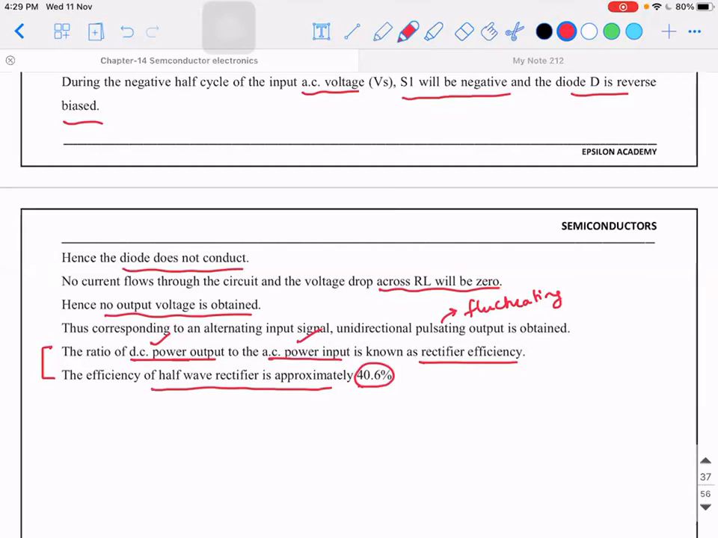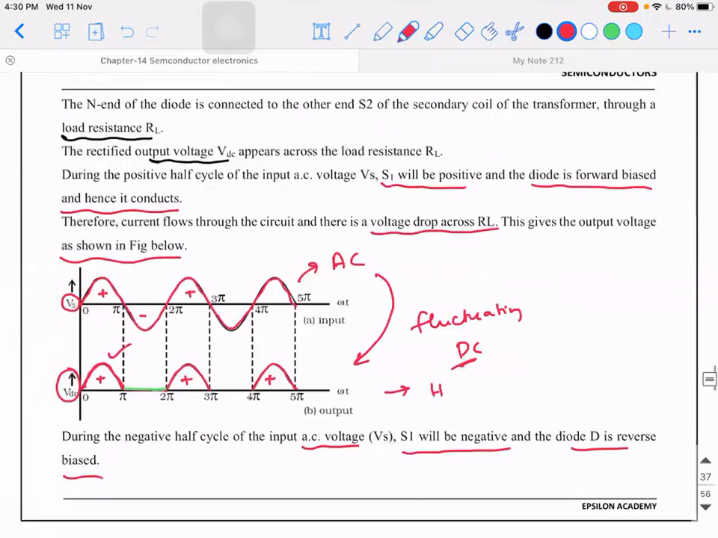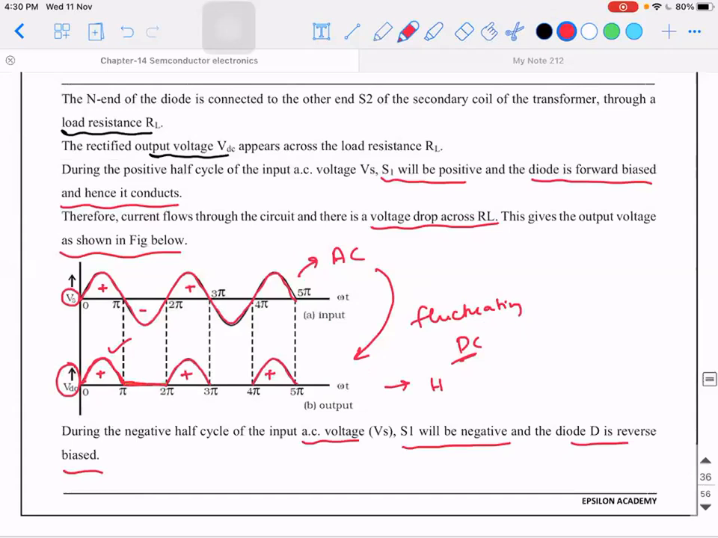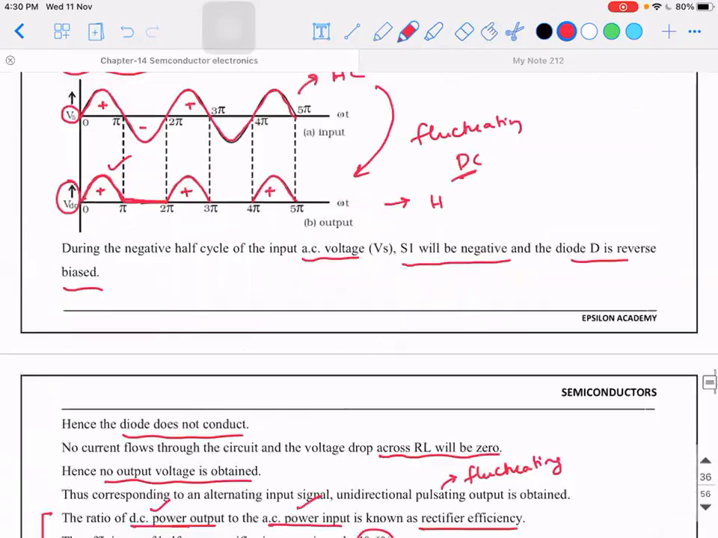So for its efficiency to be increased, why do you think the efficiency is less? Why is it not that efficient? The reason is very simple. If you give 100% input, that is, you are giving 100% alternating current, is it rectifying the whole cycle? Only half cycle is being rectified, right? So since only half cycle is being rectified, its efficiency is that less.